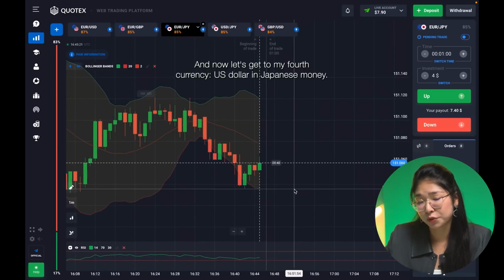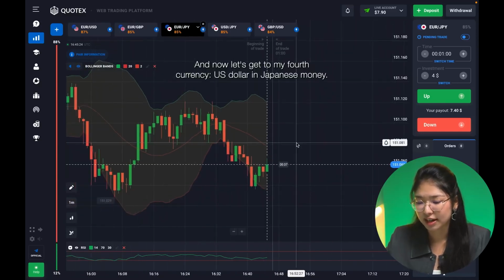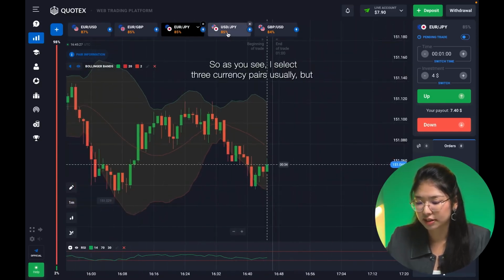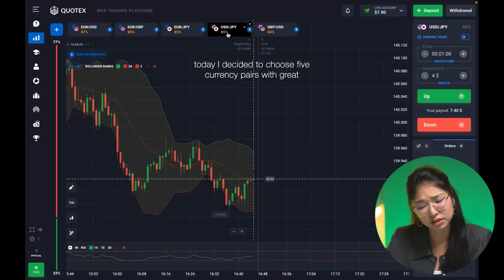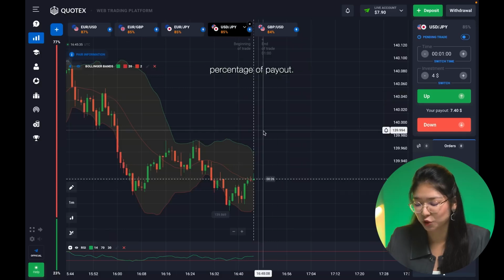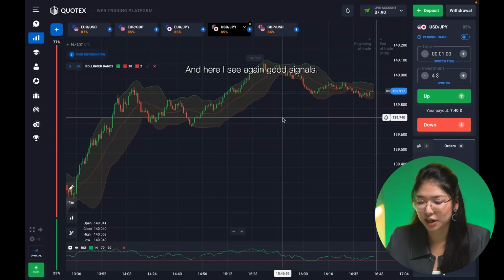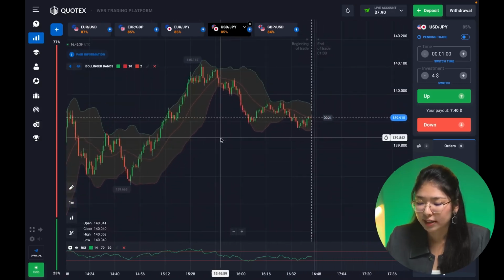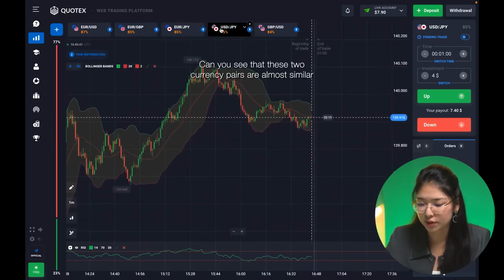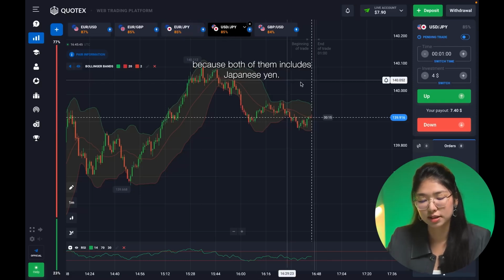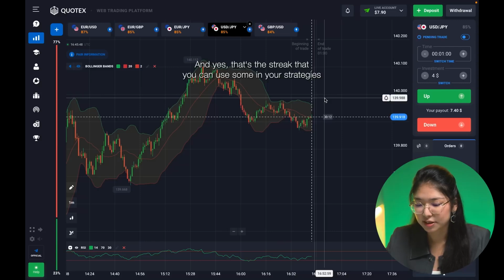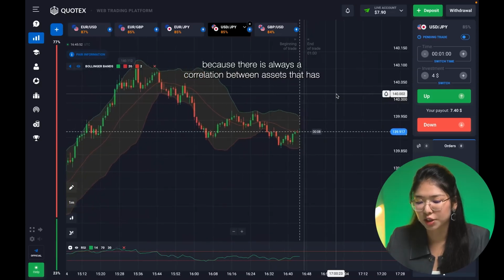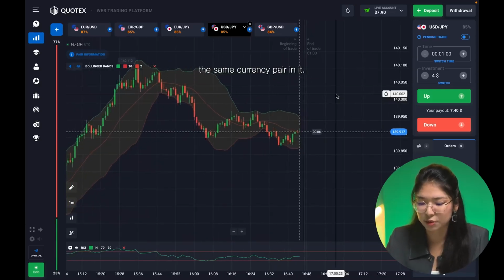And now let's go to my third currency, US dollar and Japanese yen. And as you see, I usually select 3 currency pairs, but today I decided to choose 5 currency pairs with a great percentage of payout. And here I see again good signals. So can you see that these 2 currency pairs are almost similar because both of them include Japanese yen? And yes, this is a trick that you can use in your strategies, because there is always a correlation between assets that have the same currency in them.